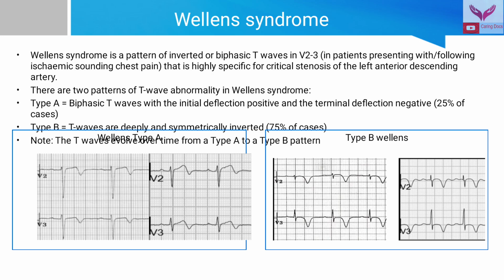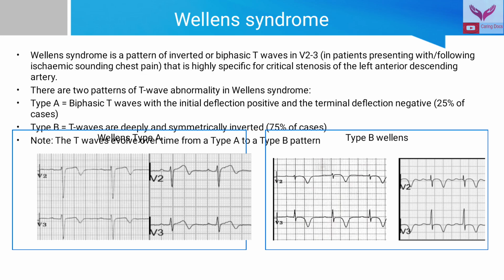Wellens syndrome is a pattern of inverted or biphasic T waves in V2 to V3, for example in a patient presenting with or following ischemic chest pain, that is highly specific for critical stenosis of the left anterior descending artery. There are two patterns of T wave abnormalities in Wellens syndrome.